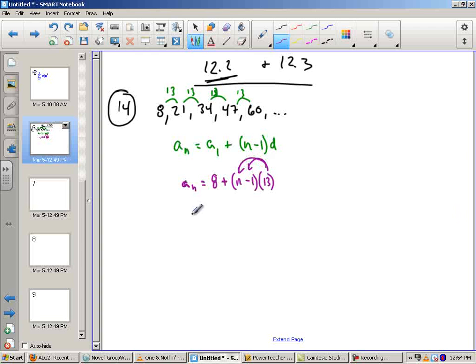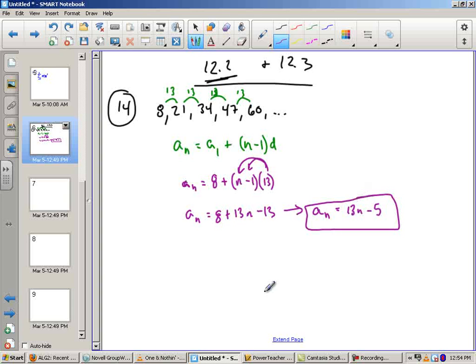I'm going to need to distribute to get a_n equals 8 plus 13n minus 13, which gives me a_n, the nth term in this sequence, is 13n minus 5. I could also write negative 5 plus 13n. It doesn't matter, but this is the sequence.